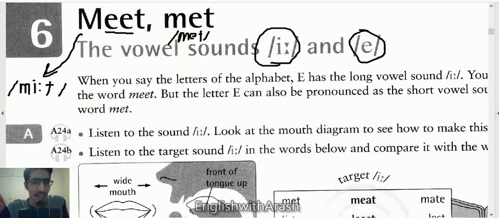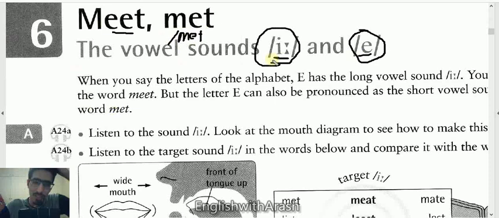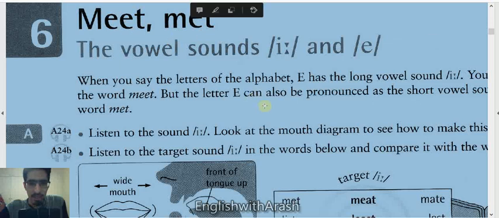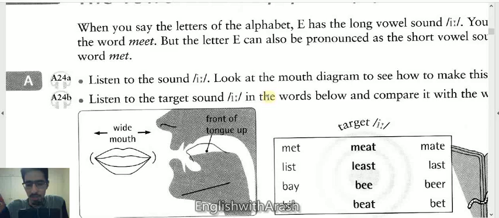So meat and met. Of course it must not be hard for us, because we have E in Farsi too, kind of, but maybe the long E we don't have in Farsi. I'm not sure, but this long E, maybe it's a little different. So we're going to take a look at that. I'm going to read this for you. When you say the letters of the alphabet A, B, C, D, E, that E is a long E.